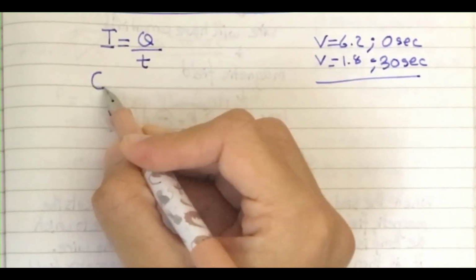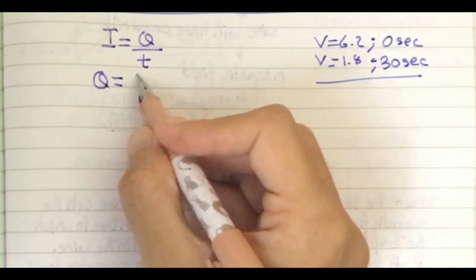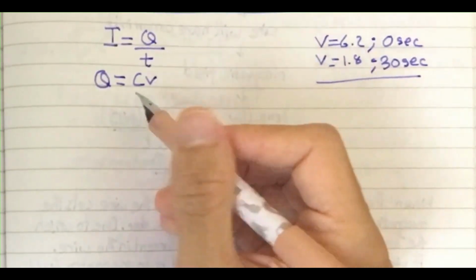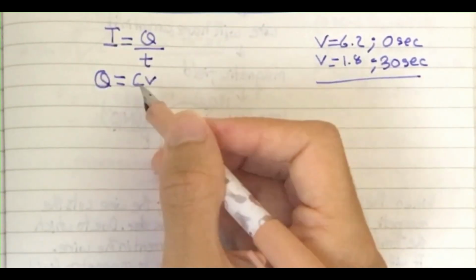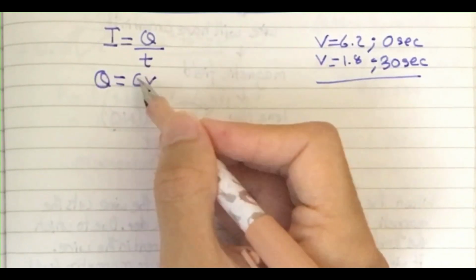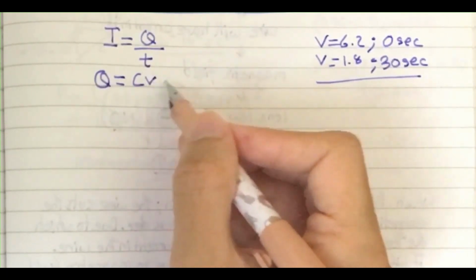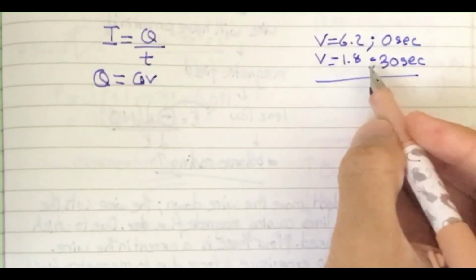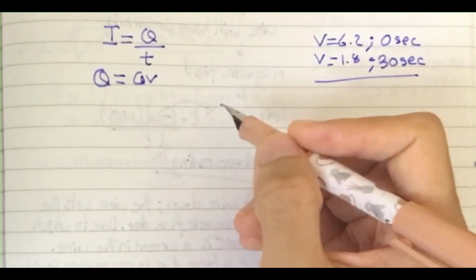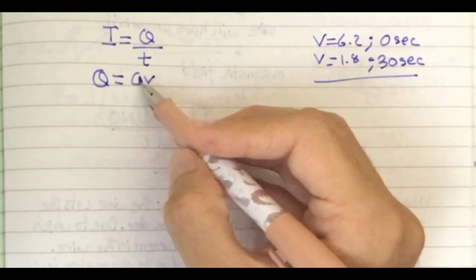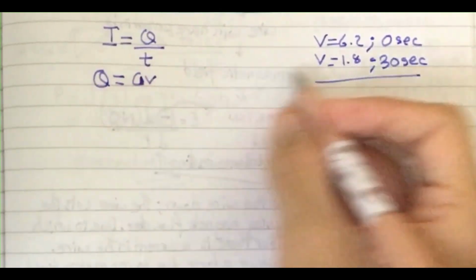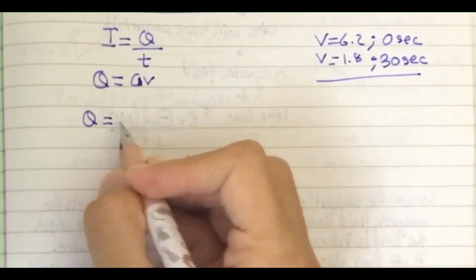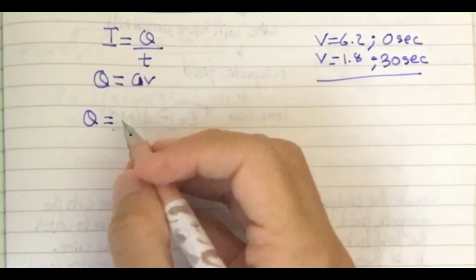So for the charge, I'm going to use the capacitor formula, which is Q equals CV. So I can get the charge from CV. I've been given the capacitor value. I have the voltage value, but it's the delta V, the change in voltage, so you have to subtract them as well. So you have to find the total charge.